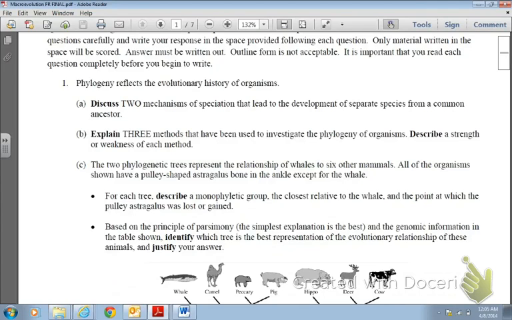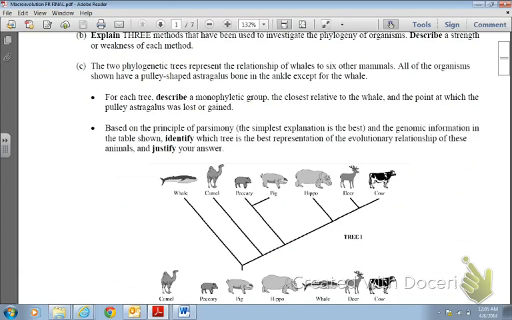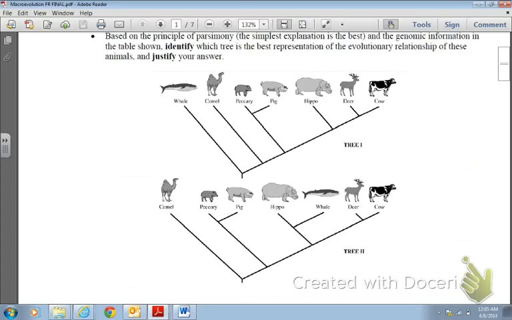Okay. The 2 phylogenetic trees represent the relationship of the whales. All of the organisms shown have a pulley shape. It's an ankle bone, except for the whale. So right here, the whale doesn't have this ankle bone, so it would have started right here. If you look at this one, the whale doesn't have the ankle bone, so it would have evolved and been lost right there.